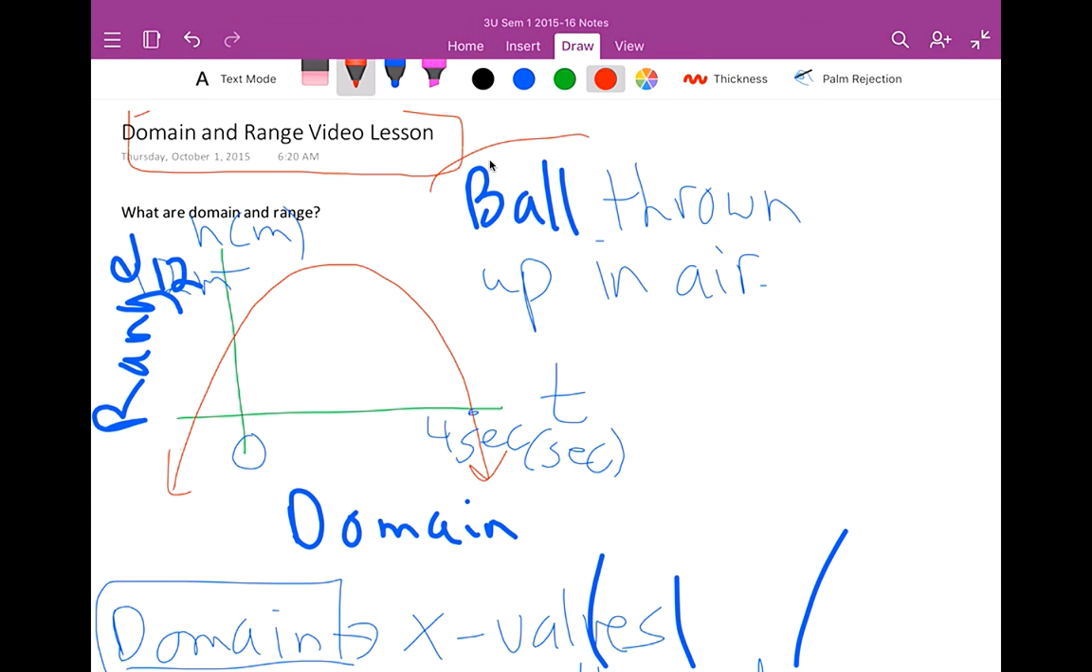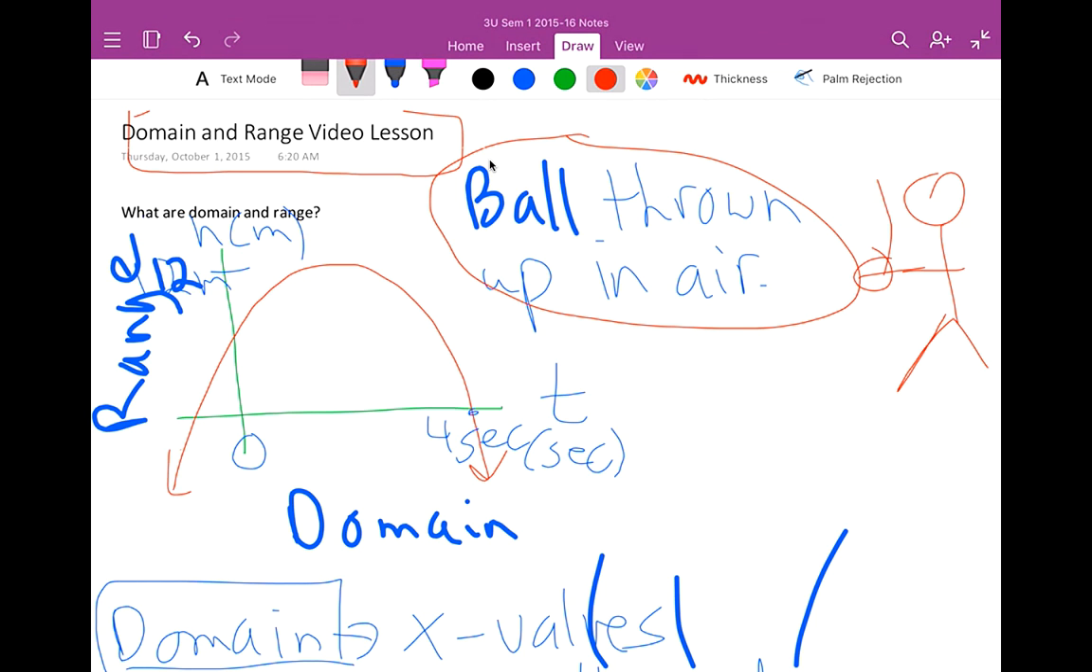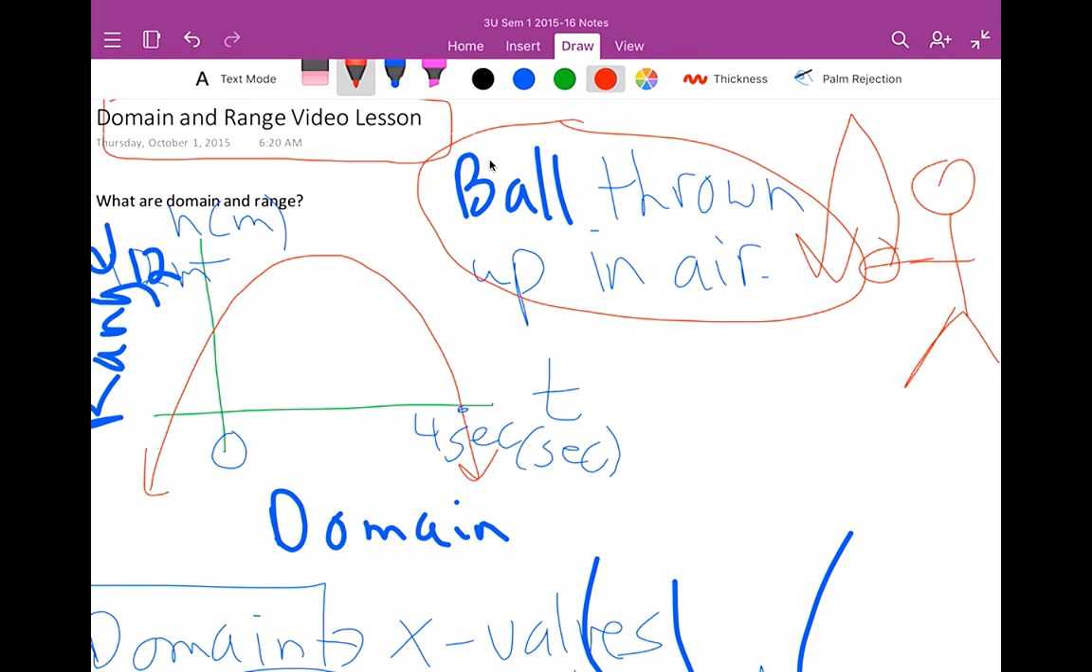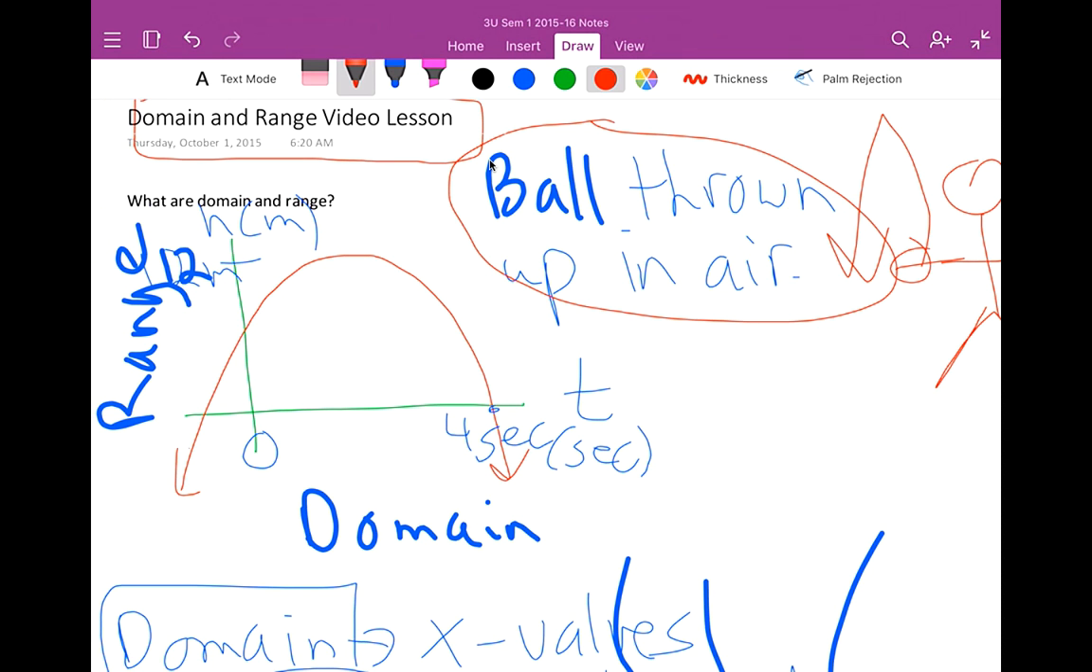So let's talk about a ball when it gets thrown up in the air. When I stand at the front of the class and I take a ball and throw it up in the air and then it comes down, let's take a look at that and see if we can relate it to this concept called domain and range. And by the way, anytime you want to pause it, take down some notes, or rewind it, you should really do that. So let's look at what it means.